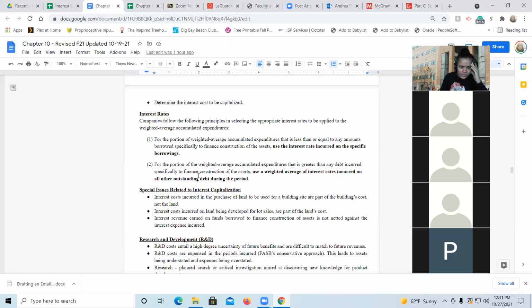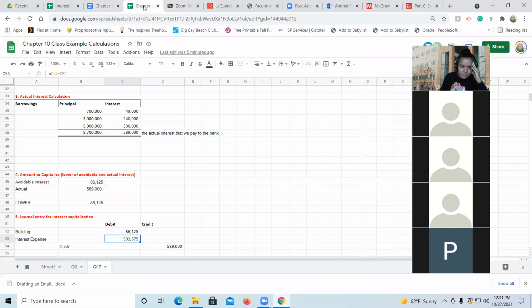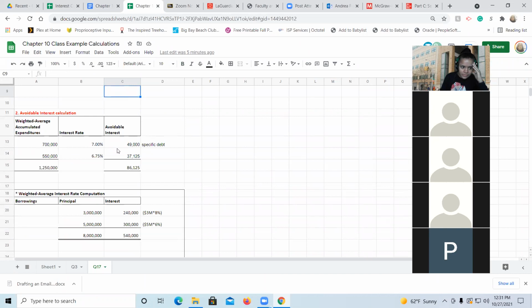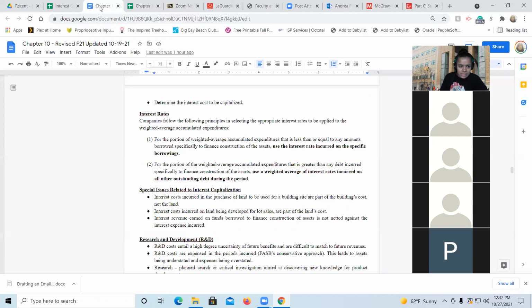This piece about interest rates over here is still to do with interest capitalization, and it's just giving you the way that we calculate the avoidable interest, that you first apply any specific borrowings, right? When you're calculating the avoidable interest, you first use any specific borrowings related to this construction, and then afterwards, any remaining amount is going to use that weighted average interest rate that we calculated. And then over here, they're just talking about some special issues related to interest capitalization, which isn't really that big of a deal, but I'll just read it quickly.